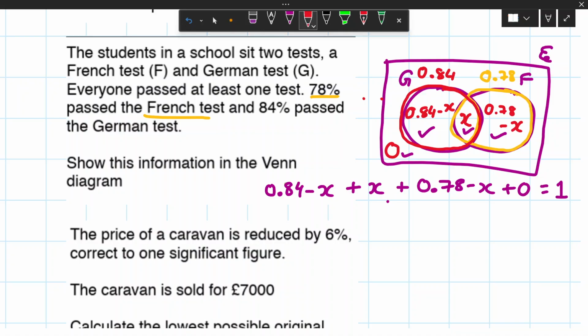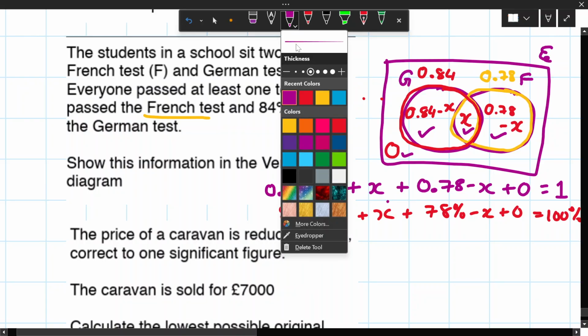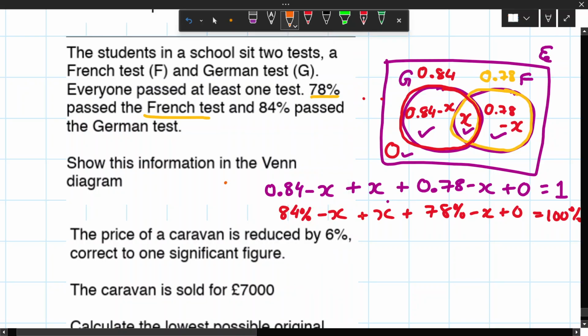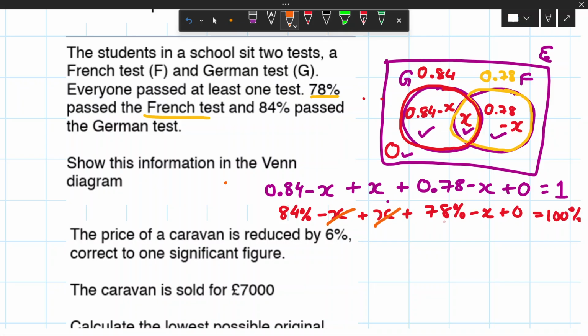Now, should you wish to, you could also do this in terms of percentage. So if you wanted to do this in percentage, this would be 84% minus X, add the X, 78% minus X, add 0, altogether that will be 100%. So all I need is that piece of information. What is that X, the centerpiece? That is a crucial part. So negative X, positive X, that cancels off.